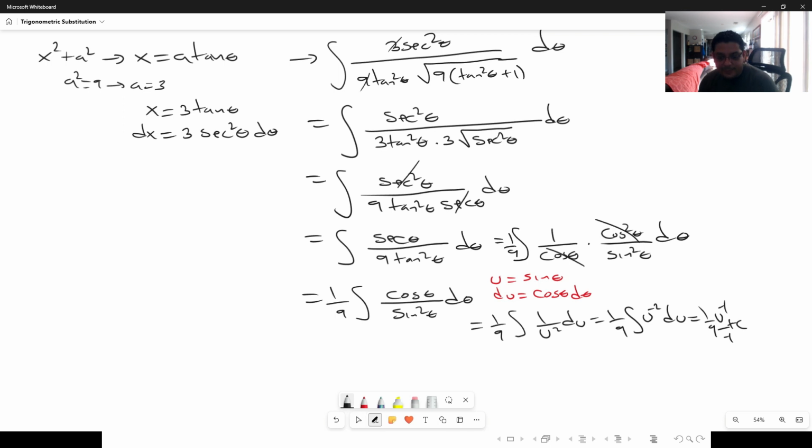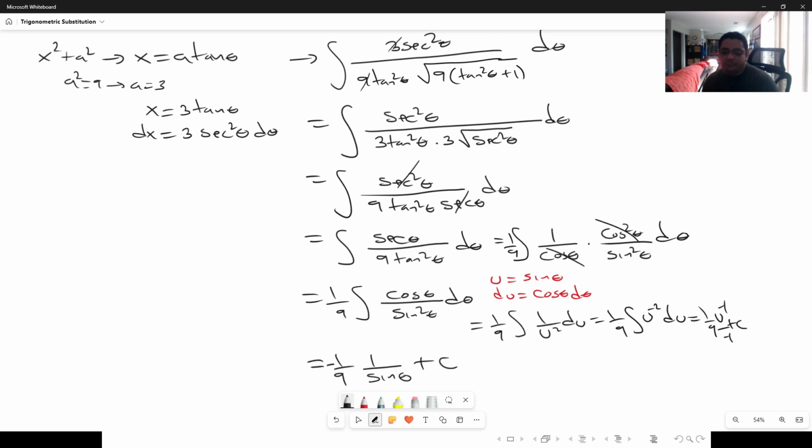Now to finish up, then this is 1 over 9, and this minus can be put in front, so minus 1 over 9, and this u to the minus 1 can be written as 1 over u, and I can just go with 1 over sine of theta directly, since I can just write what the u is.